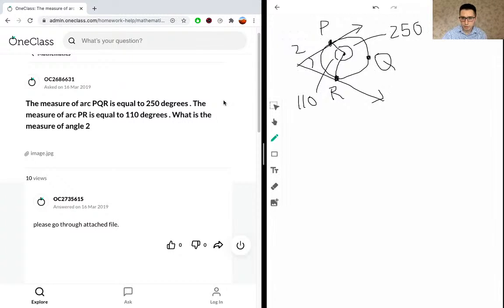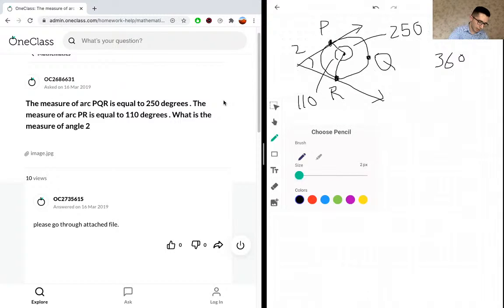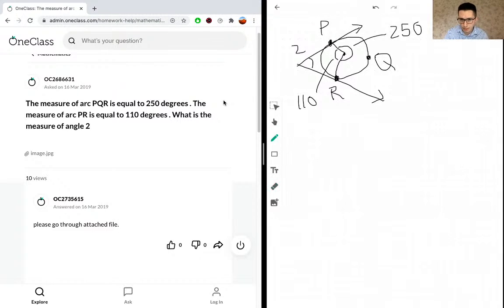So we have the circle, one side, PQR is 250 degrees, the other side is 110. So we can see that 110 plus 250 gives us 360, which is the full circle. That's the full angle of the circle. So we will erase that. It's asking us to figure out angle 2. So let me draw a more clean diagram below it.